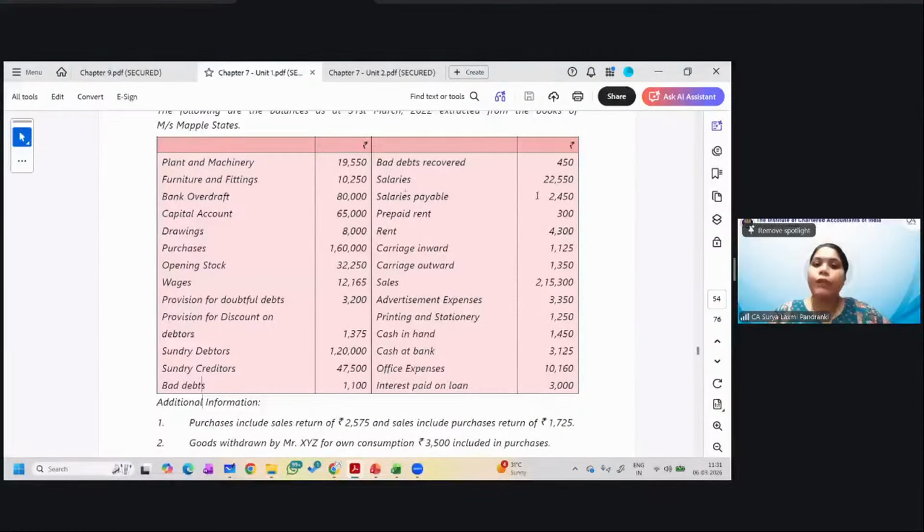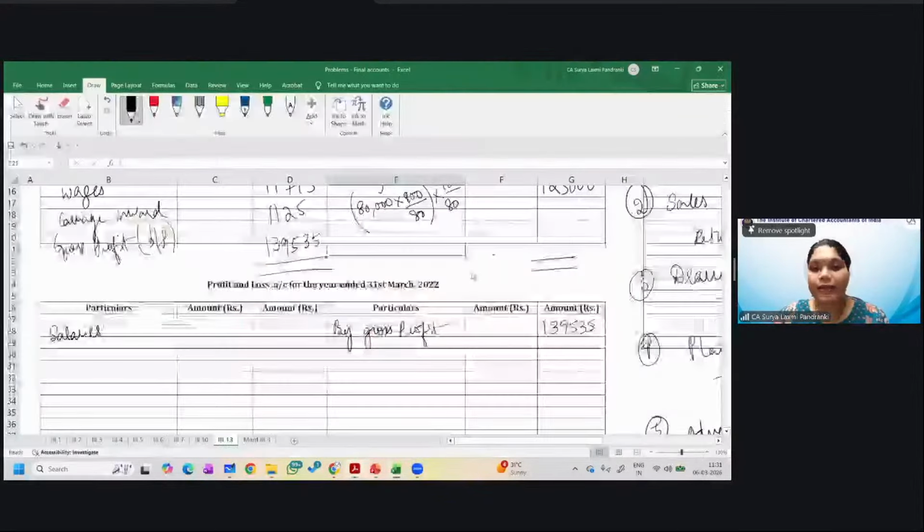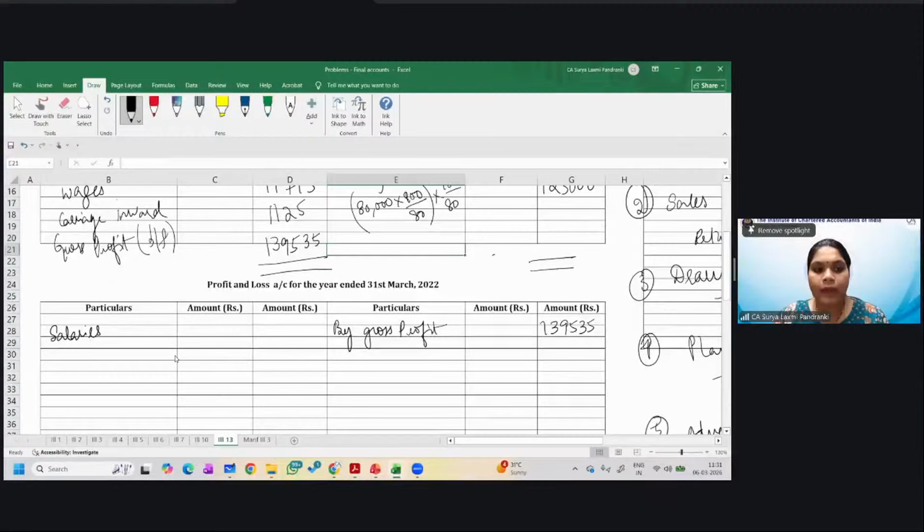Now, when you have salaries and salaries payable, both of them, should you adjust the salaries payable in your P&L statement? That is the question. Should I write here, add outstanding salaries? Yes or no? Should I write outstanding salaries here and adjust it? Should you do that? You are saying yes, you are saying no. It is actually no. Few people are saying yes, but it is actually no.